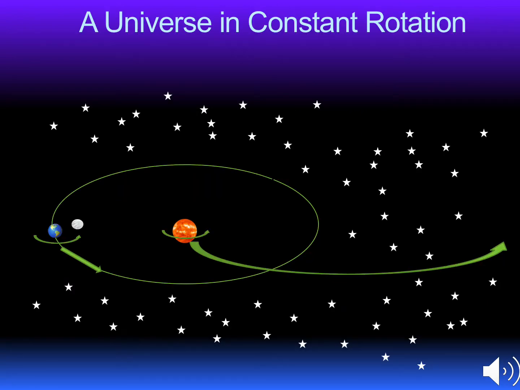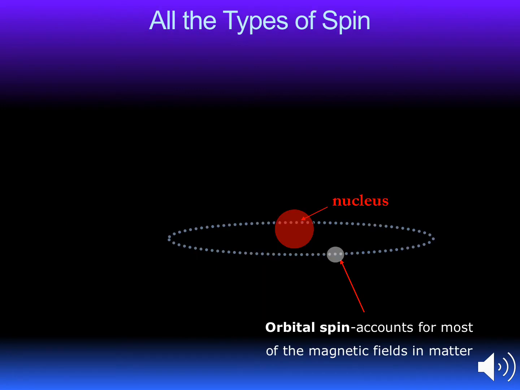So it's kind of a repeat here. In a previous series we talked about a universe in constant motion, but in actual fact it's a universe in constant rotation. So the sun is spinning, the earth is spinning around its axis, it's spinning around the sun, the solar system is spinning around the Milky Way galaxy, all the stars are spinning. The whole universe is in a constant state of rotation. In this slide we'll talk about all the types of spin that can happen in the atomic world.